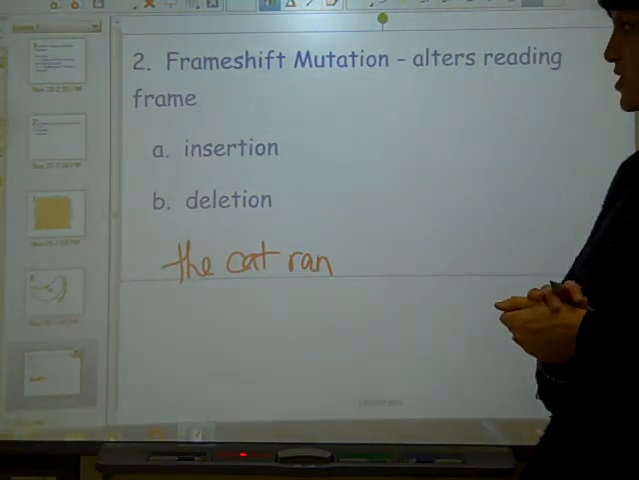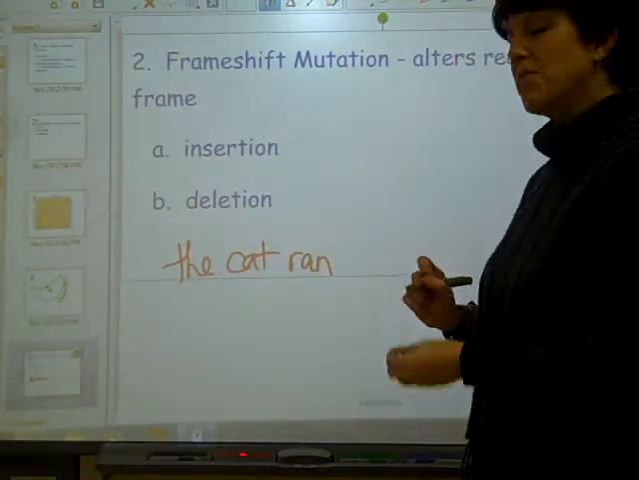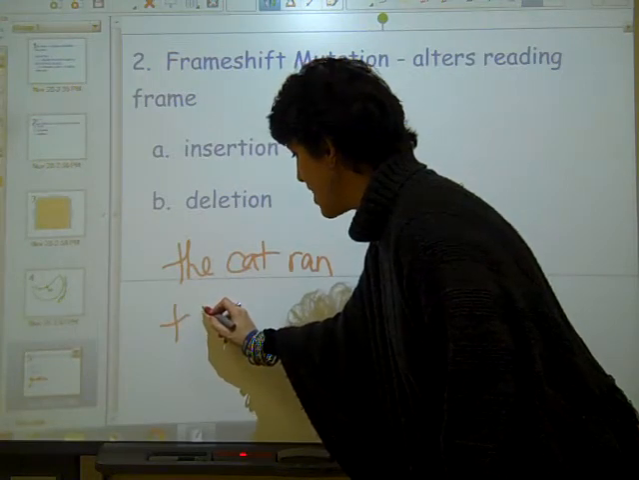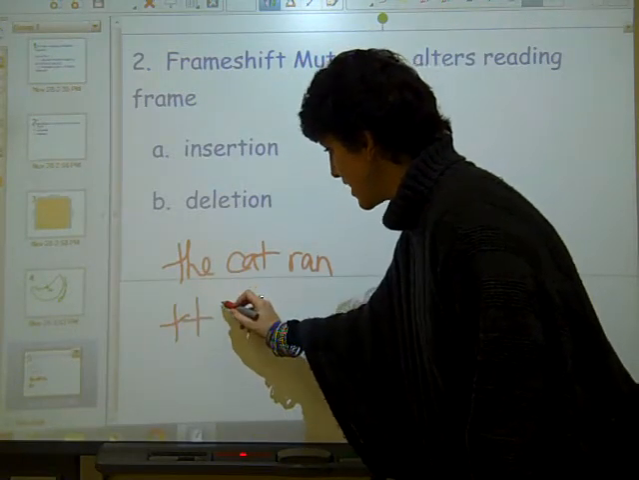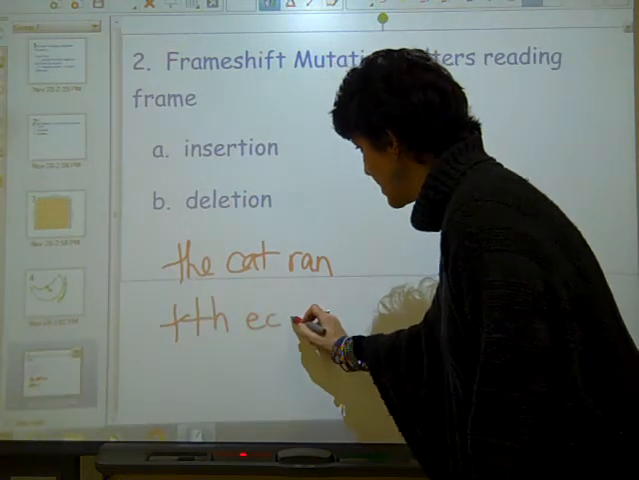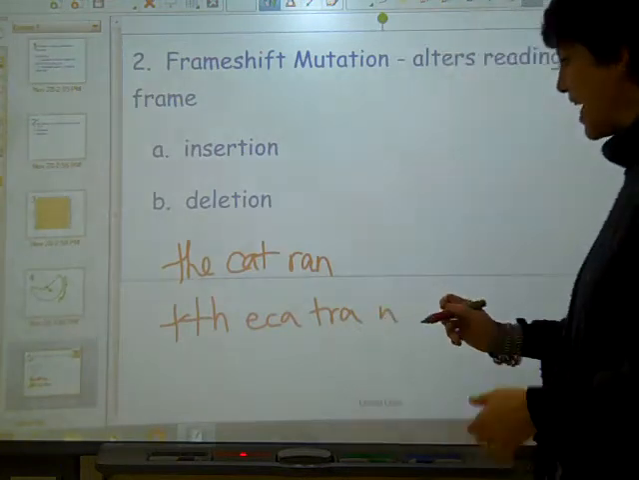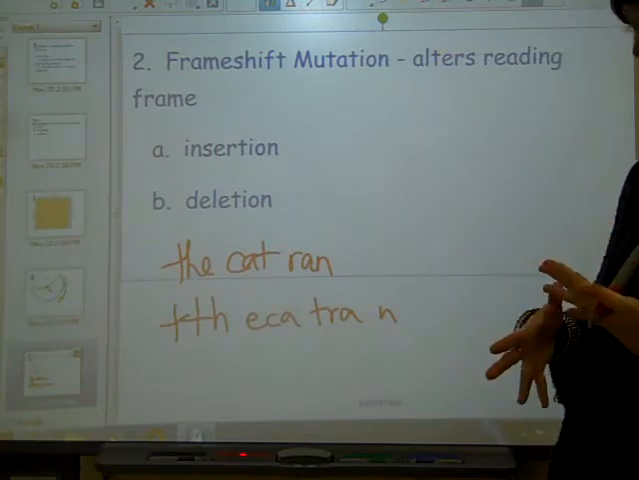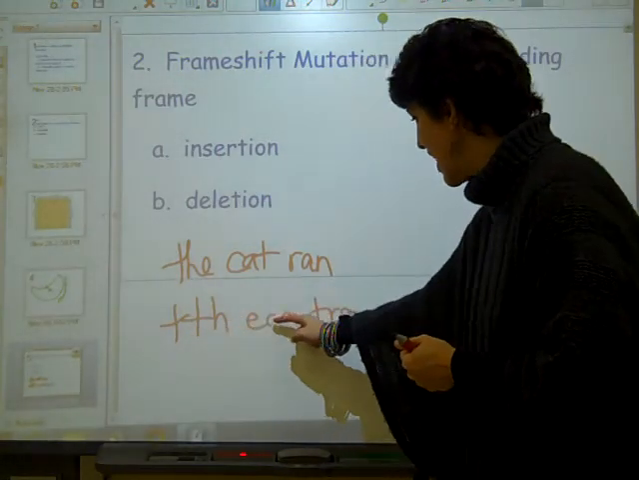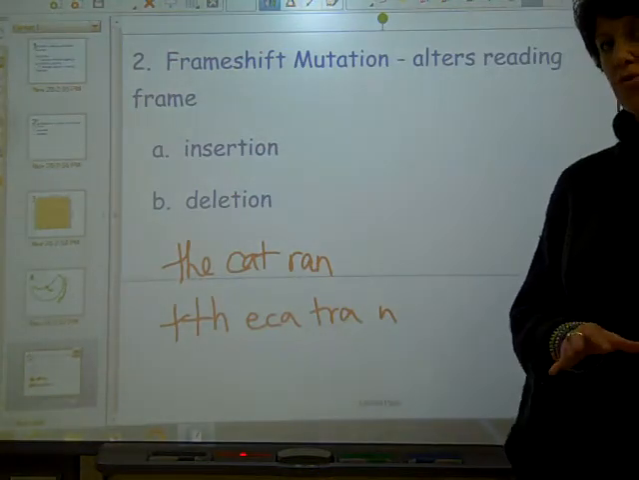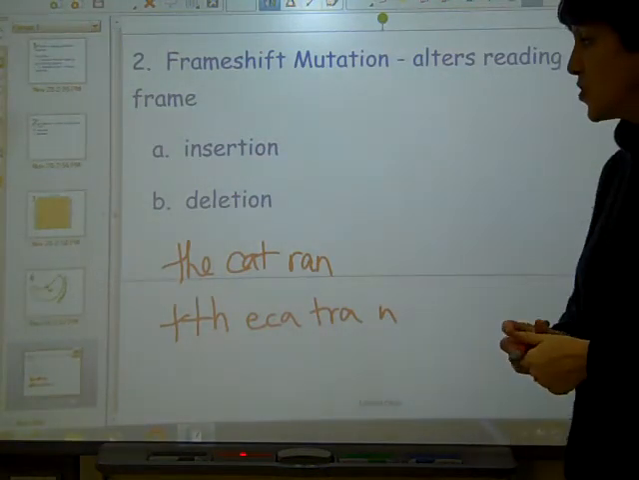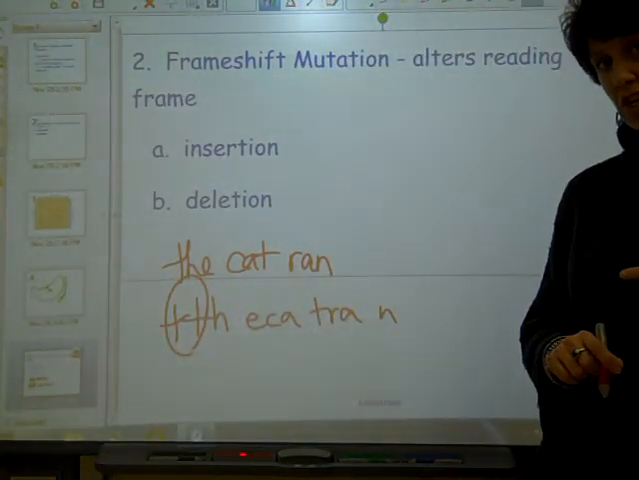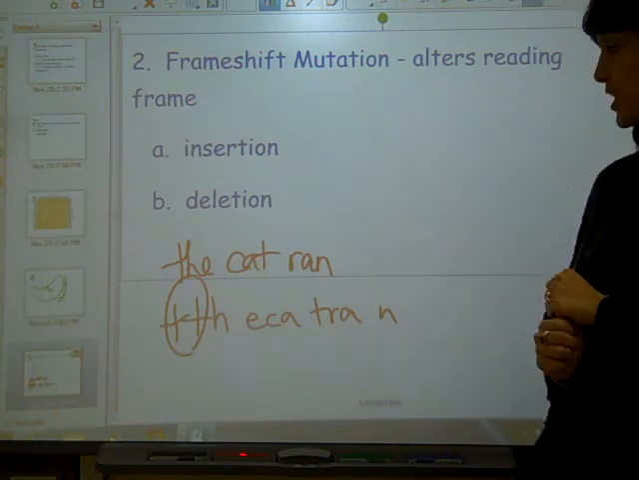If there is a frameshift mutation, a really common one is an insertion. So if I inserted a letter into this, let's say I add an extra T right after the first T. It would go TTH, and then ECA, and then TRA, and then an N at the end. It has completely shifted my reading frame, and if I read them in 3-letter codes, as ribosomes do, it now says TTH, ECA, TRA. It no longer is going to code for the same amino acid sequence at all. I'm sure you could also quickly see the earlier in the sequence that this insertion or deletion occurs, the more drastic effect it is going to have.